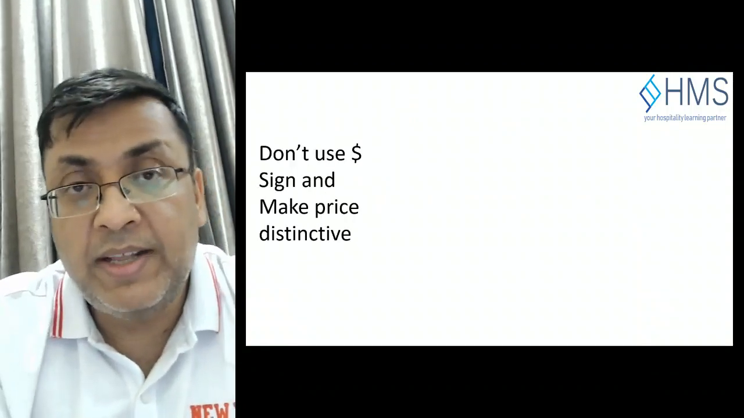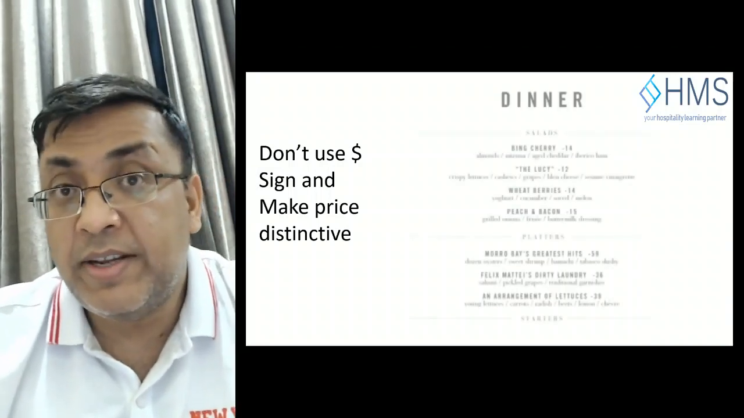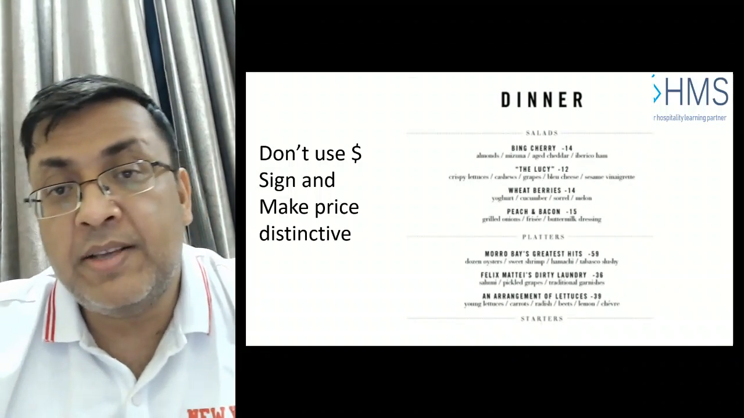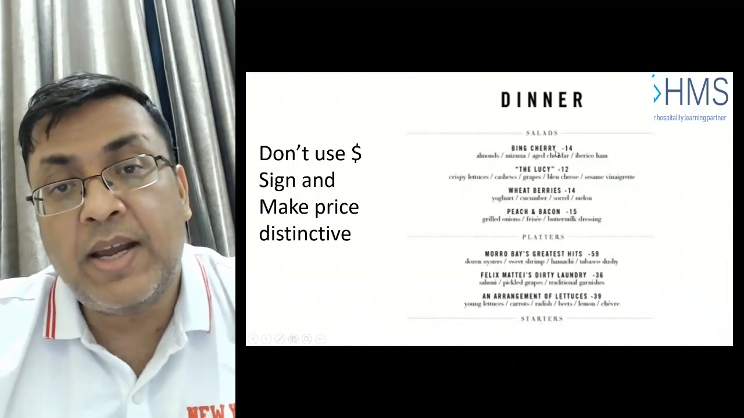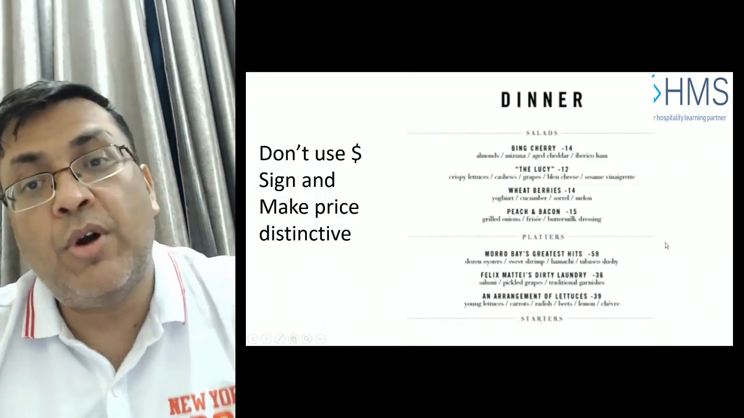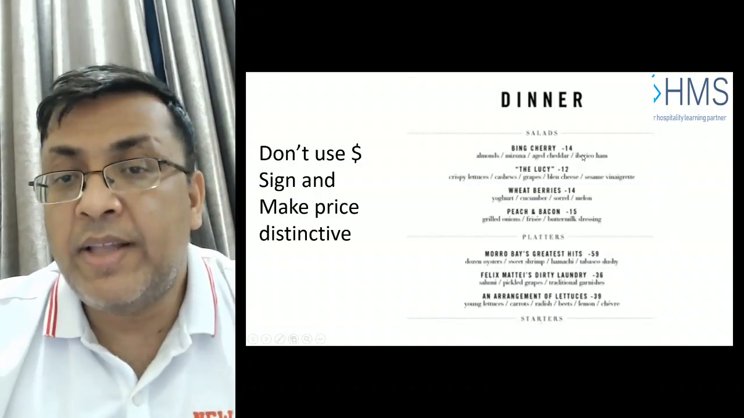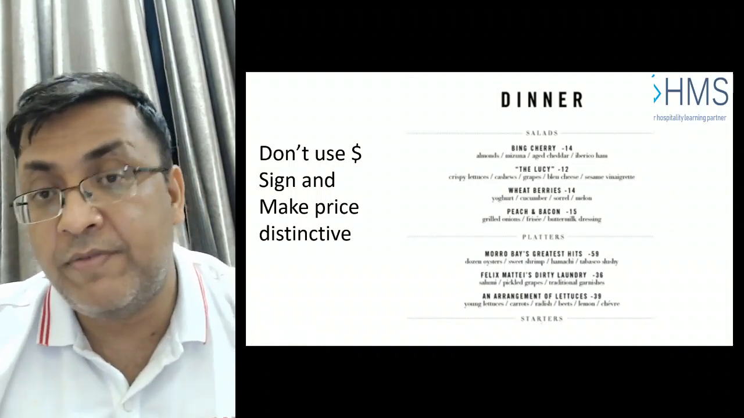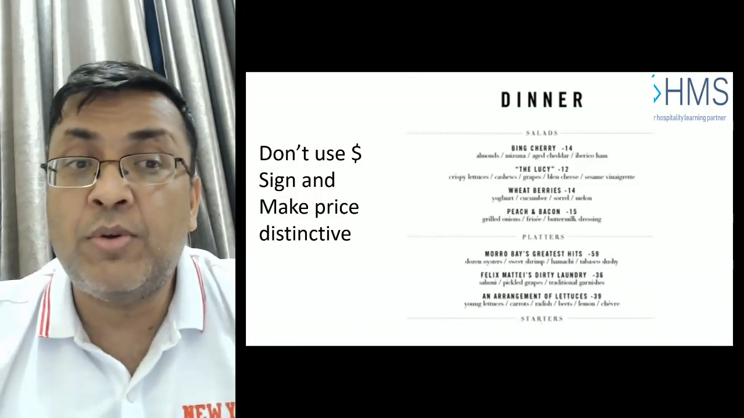Another tip on designing the menu is don't use the dollar sign, which makes the price distinctive. Here is an example of how you should do it. The price is just mentioned normally after leaving two spaces, without the dollar sign, and it's not listed as a separate column. Normally a lot of menus make that mistake. There is no scientific reason why we should not do that, but usually it's better not to highlight the prices.